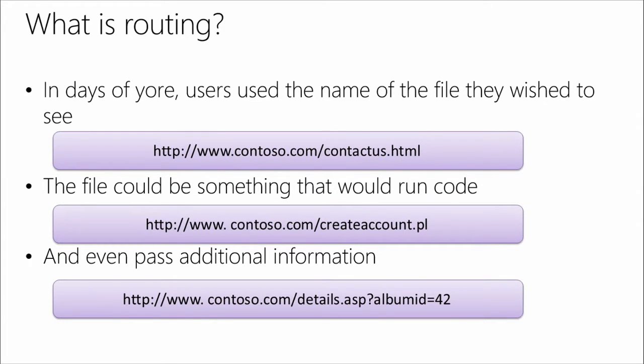So in the days of yore, when it was still things like Lynx and Netscape Navigator and all of those good old days, if you wanted to navigate to a particular page, save generally speaking for just whatever the root domain is, like www.microsoft.com, what you wound up doing was calling a specific file. So for example, you might go to http://www.contoso.com/contactus.html. And so that would give you that static HTML file.